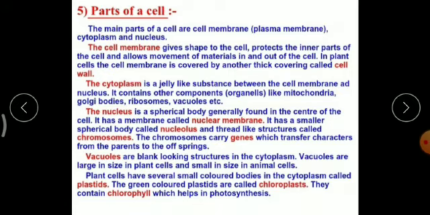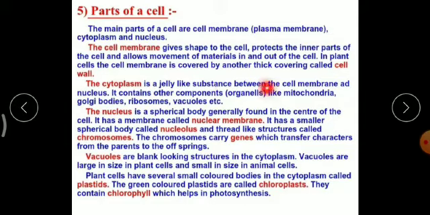Parts of a cell. The main parts of a cell are the cell membrane, which is also called the plasma membrane, cytoplasm and nucleus. These are the three parts. The cell membrane gives shape to the cell, protects the inner parts of the cell and allows movement of materials in and out of the cell. In plant cells, the cell membrane is covered by another thick covering called the cell wall. Cell wall is only present in the plant cell.